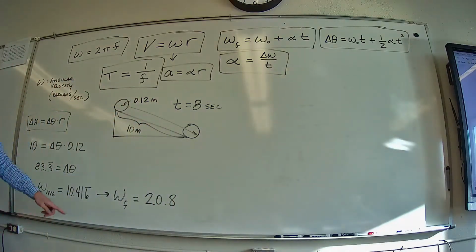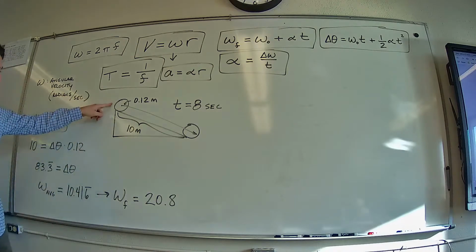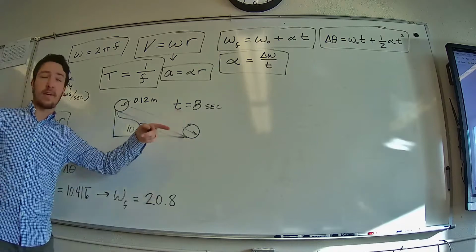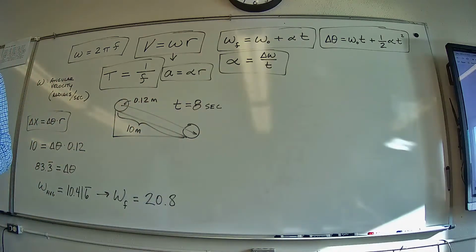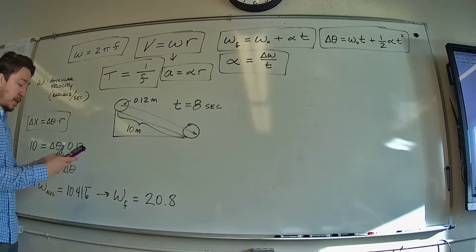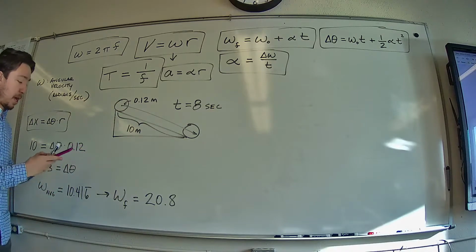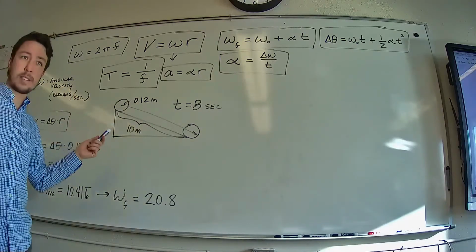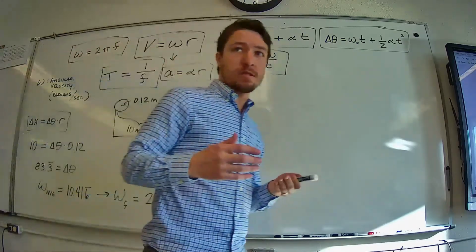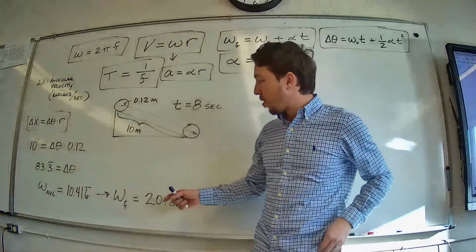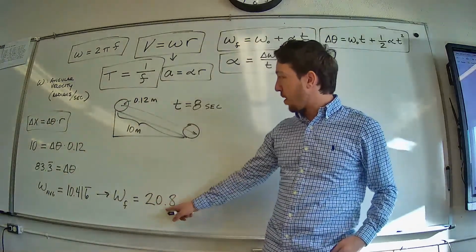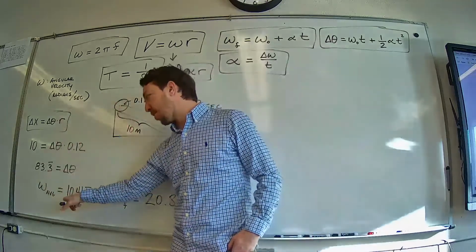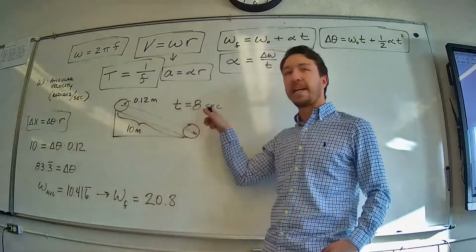So long story short, I went from rest up to this final rate, and it took 8 seconds. If I want the acceleration, I would just use my calculator. I times 2, divide by 8. I'm getting 2.6. Did that last step make sense? What did you multiply by? I took my calculator, multiplied this by 2, and divided by 8 to get the acceleration.